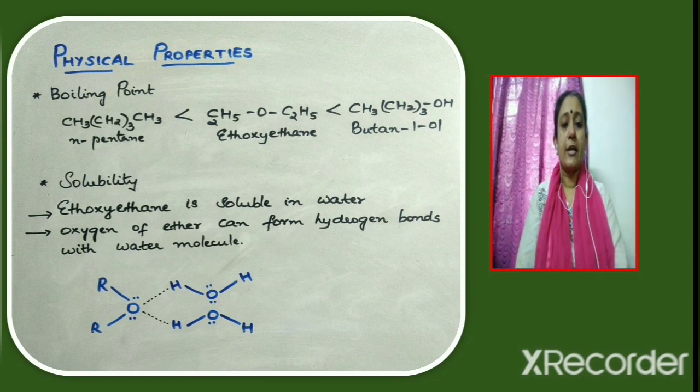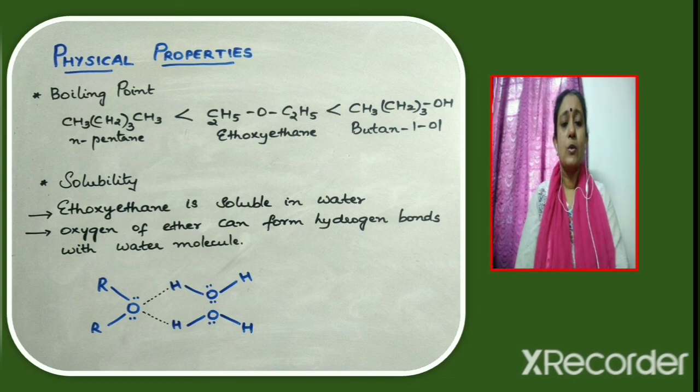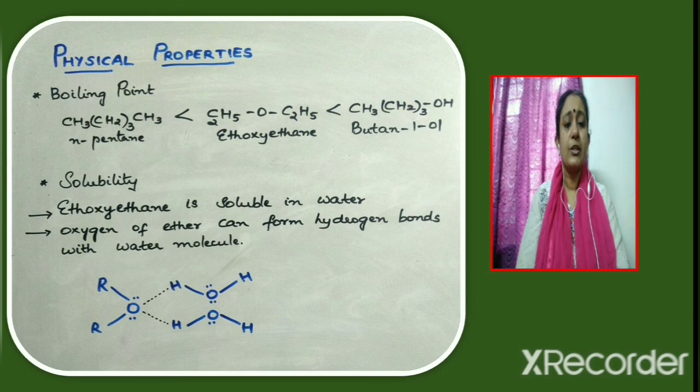Physical properties, boiling point. 3 compounds are given: normal pentane, ethoxyethane and butane 1-ol. Among these compounds, normal pentane will be having the lowest boiling point. It is because in normal pentane, the molecules are associated only by weaker intermolecular forces of attraction. Whereas in butane 1-ol, the molecules will be highly associated due to intermolecular hydrogen bonding. So butane 1-ol has the highest boiling point, whereas normal pentane has the lowest boiling point.